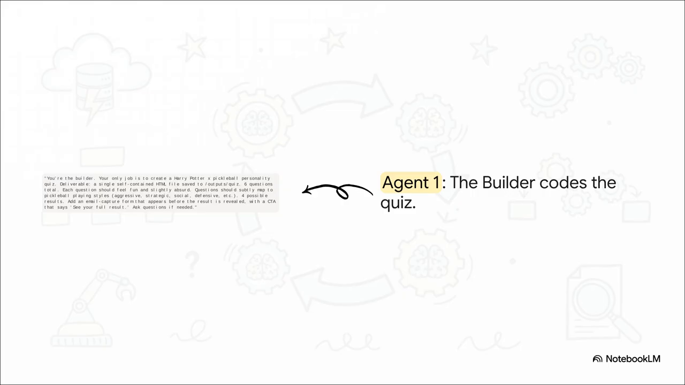Notice how explicit our instructions are in the prompt here. We aren't just giving a vague make a quiz command. We're telling it to build a self-contained HTML file, map specific playing styles to the quiz results, and crucially, include a mandatory email capture form right before the user gets their result. This agent has tunnel vision. It does absolutely nothing but code this specific deliverable.